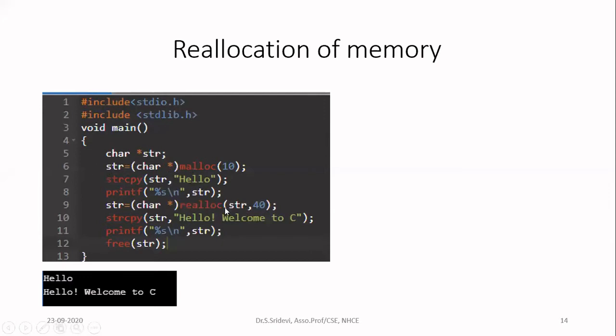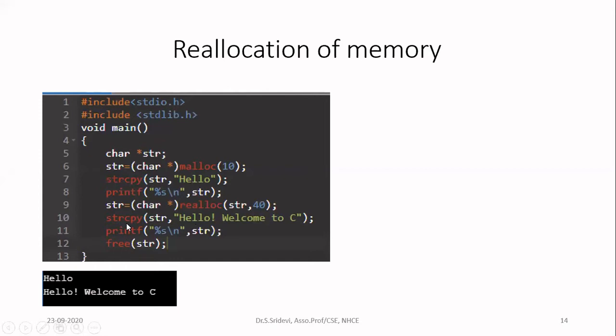That you specify as a first argument. And the second argument is what is the current new size you want. Totally now I want 40 bytes. So actually don't specify 40, specify 40 multiplied by size of char. Then typecast the pointer to character pointer, store it in the same pointer variable str. So now I am storing in the same pointer variable str in the memory location.